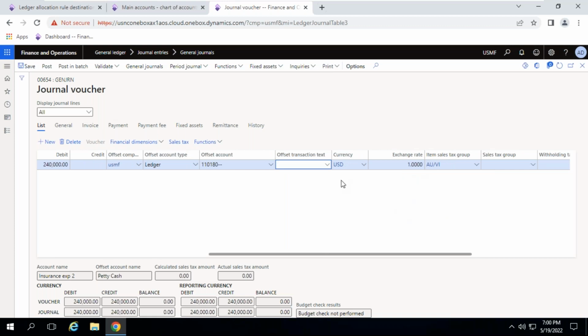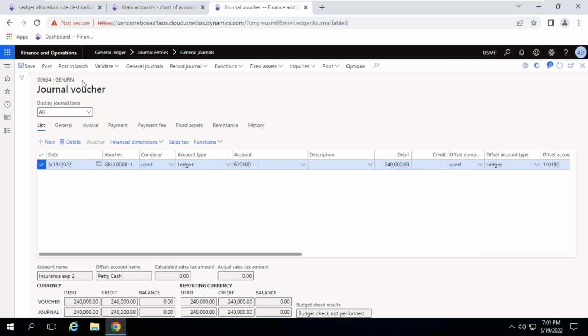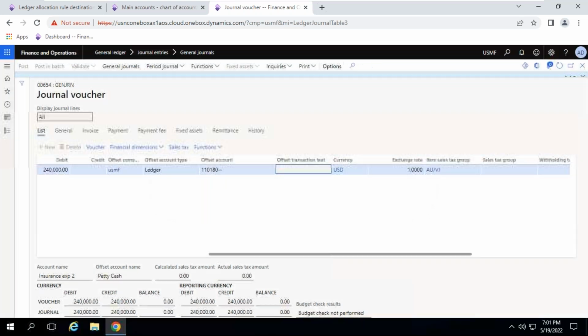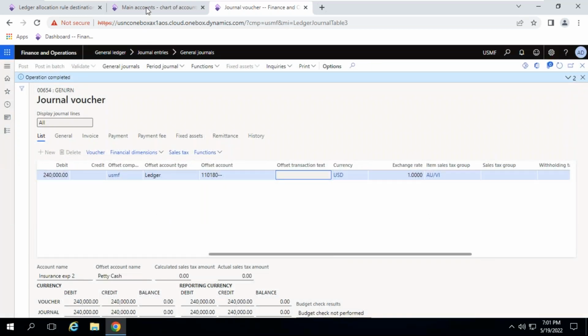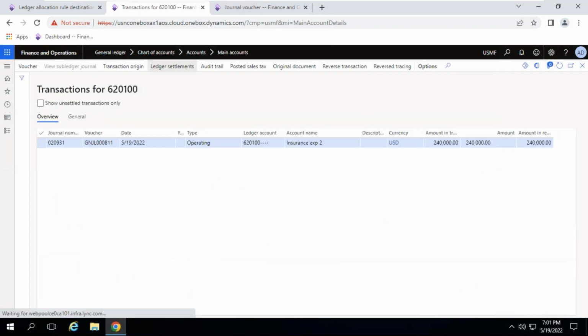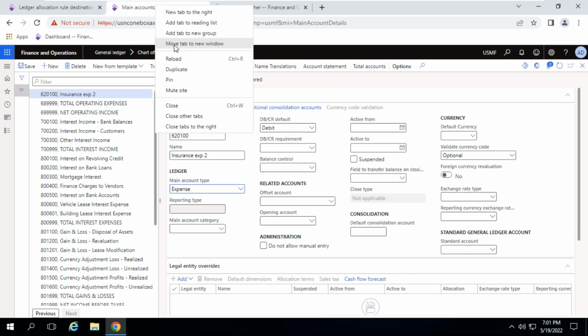Actually, it is dollars. It is too much amount. Okay, no problem. Any number is fine. Okay, US dollars. Now I am posting. This amount is posted. Now, if you verify the transactions, it will show you the amount 2,40,000. Not only here.